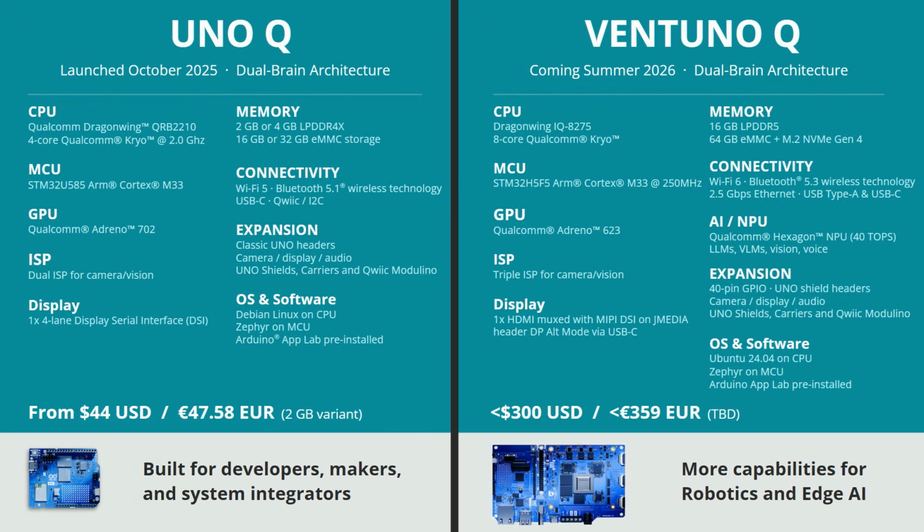As for the memory, it's 2 or 4 gigs of LPDDR4. That gets upgraded to 16 gigs of LPDDR5. You can get 16 or 32 gigs of storage with the Uno Q. That goes to 64 gigabytes with the VENTUNO Q.